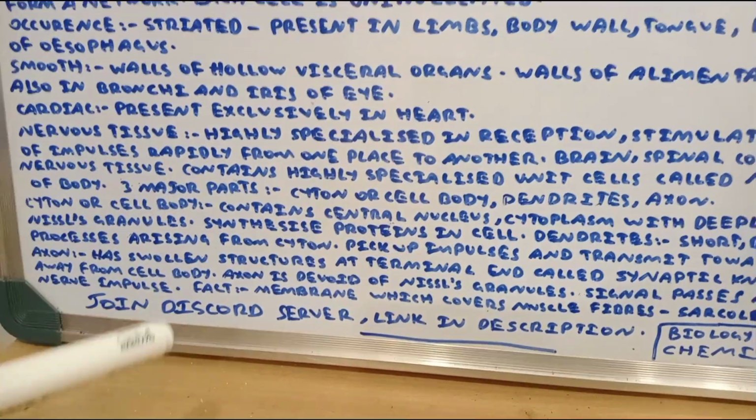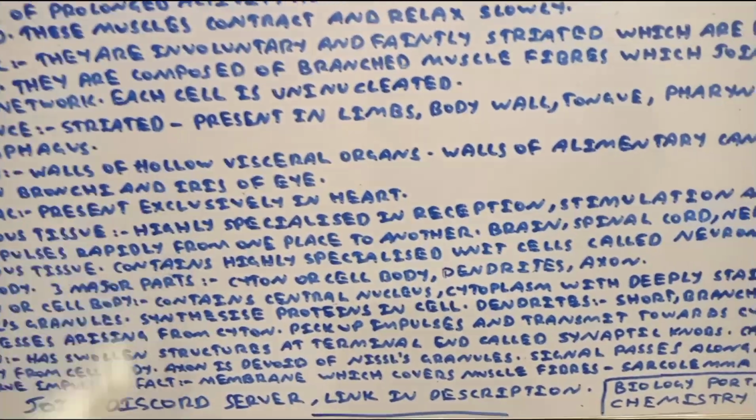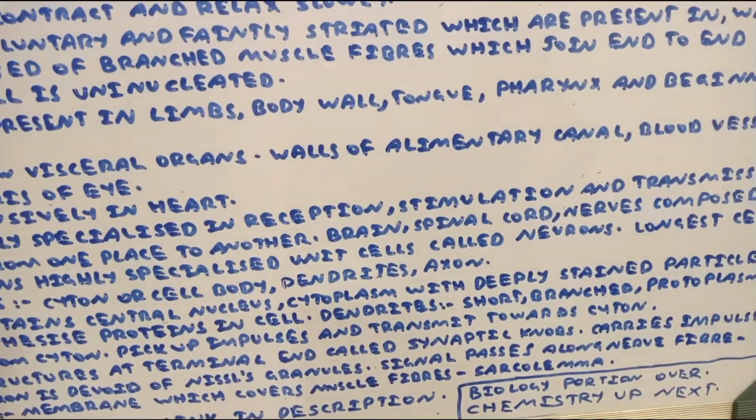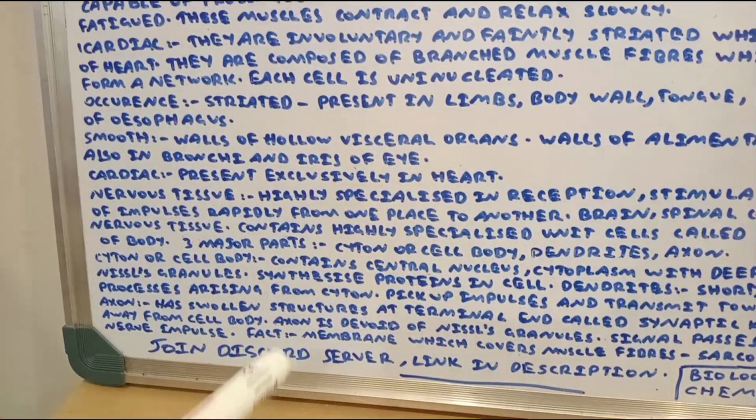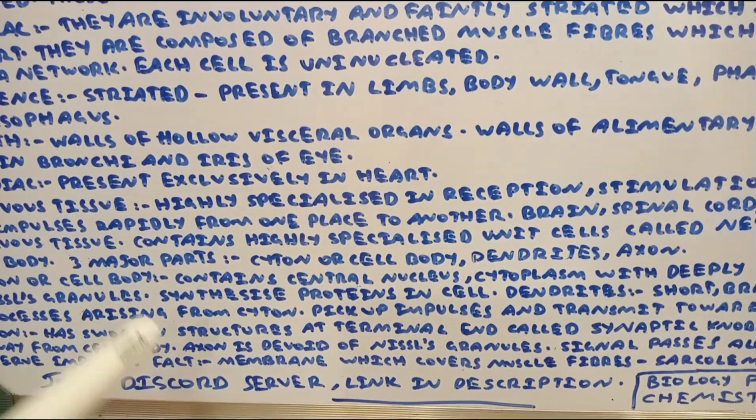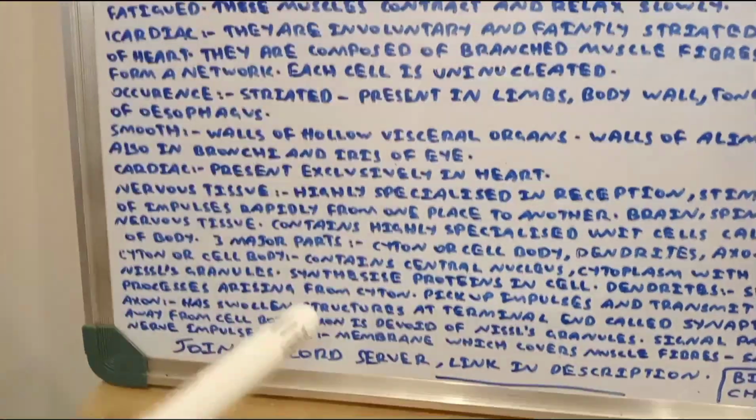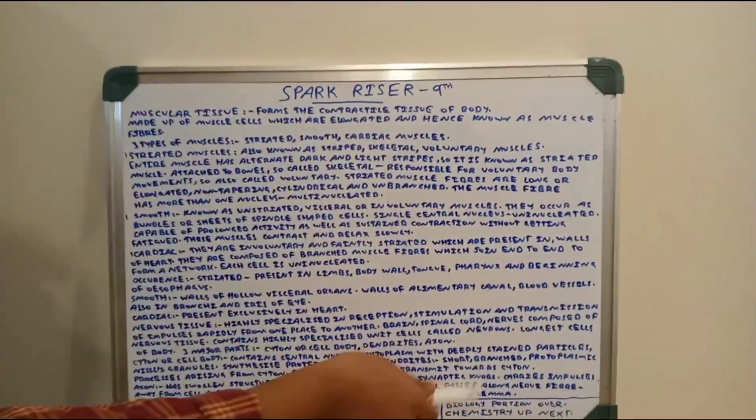And the functions: the nerve tissue picks up sensations of all types like sight, sound, smell, taste, pain and other stimuli. It exerts control over all body activities. The nervous system coordinates and integrates the functioning of different body parts. And our fact: the membrane which covers the muscle fibers is known as sarcolemma.